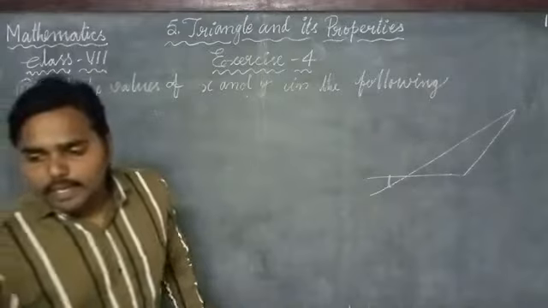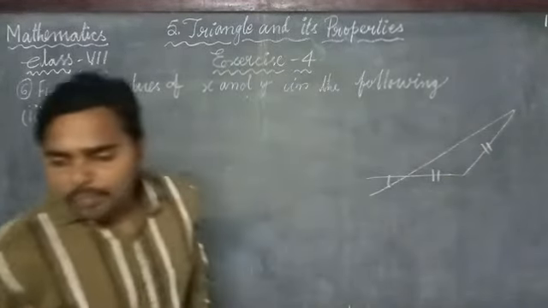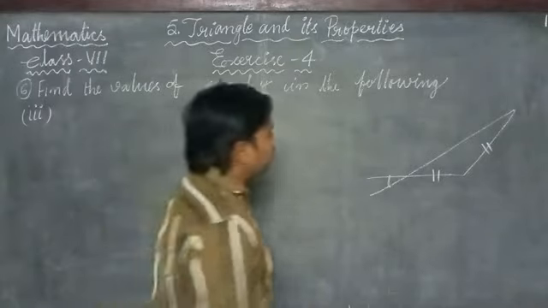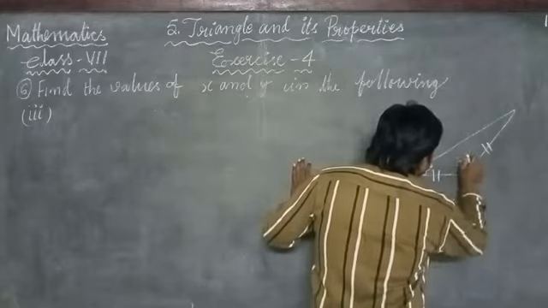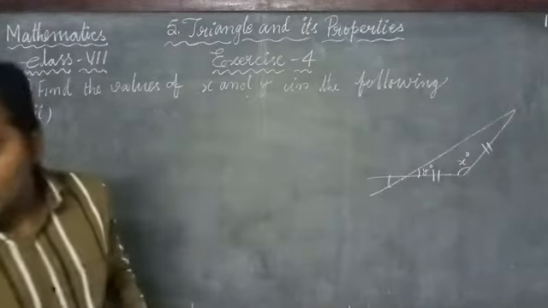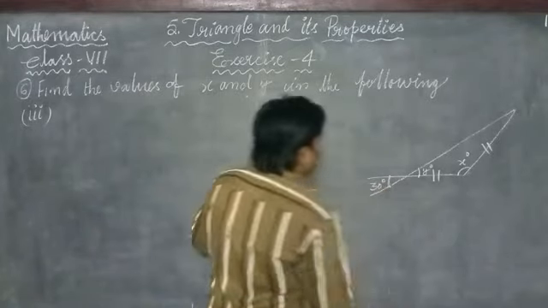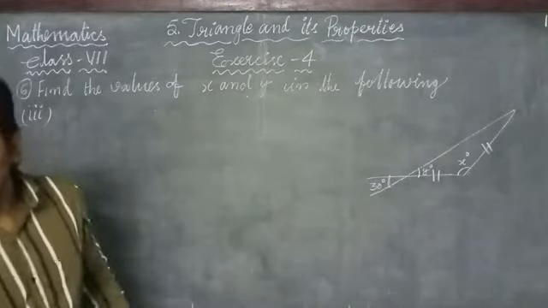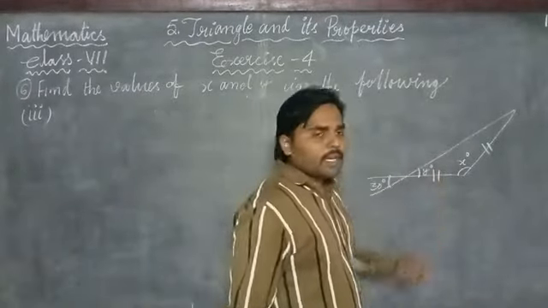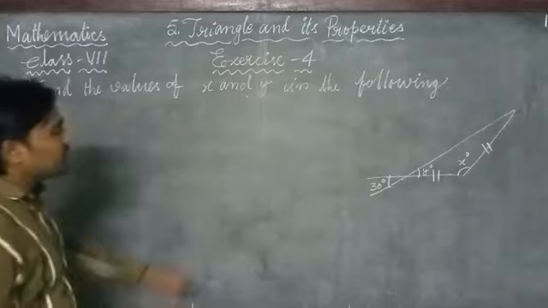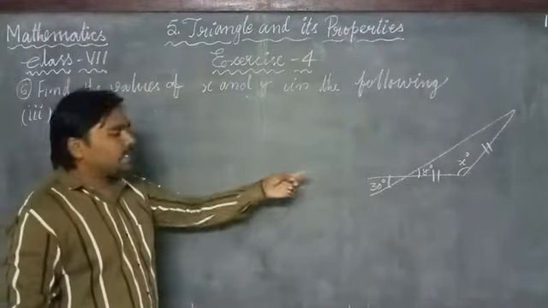This is the given triangle. This is also an isosceles triangle, and the angles are y degrees and x degrees, and the vertically opposite angle is 30 degrees here. Then we have to find the x and y degrees in the given figure.